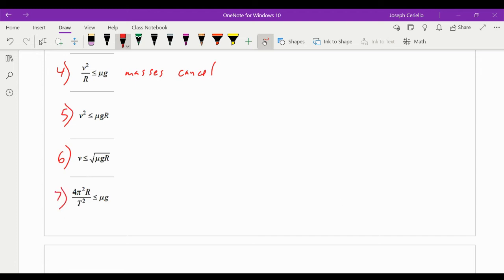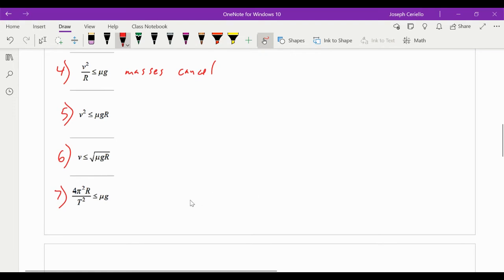So let's see where this came from. Well, we know something important. For an object going around a circle, we know that v is equal to 2 pi r over the period. That's circumference divided by the period. The circumference is the distance around a circle. The period is the time to go around once.